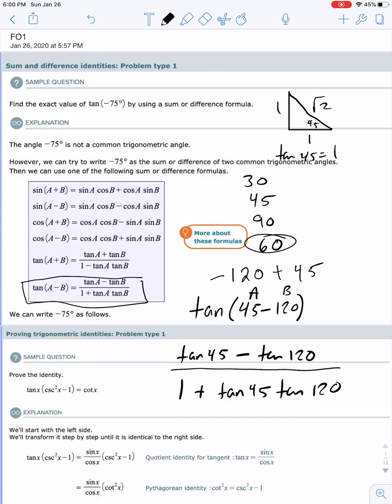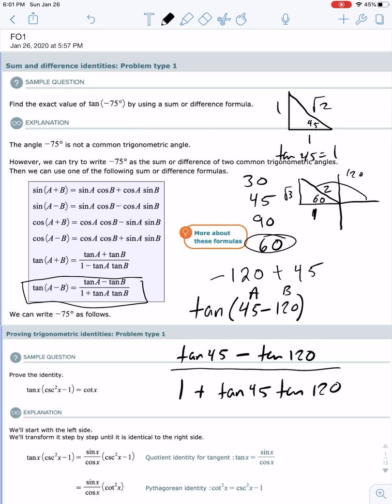Now, tangent of 120. Let's think about where 120 is on the unit circle. That falls into the second quadrant. That's 120, which leaves us a 60-degree reference angle. Remember your 30, 60, 90. Opposite the 60 is root 3. Opposite the 30 is 1. And opposite 90 is 2.